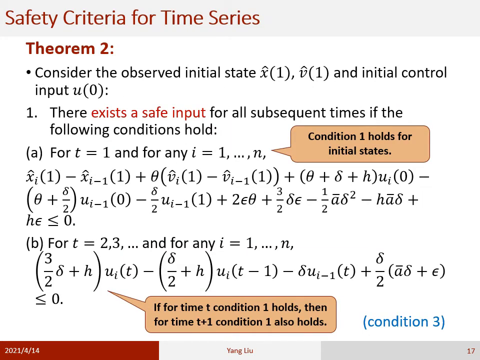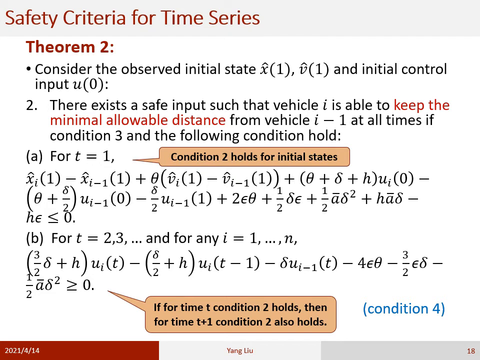Next, we come to the safety criteria for time series. Consider the observed initial state and initial control input. There exist inputs for all subsequent times if the following conditions hold. Part A means that condition 1 holds for the initial states, and part B means that if condition 1 holds at time t, then condition 1 also holds at time t+1. That is, from time t, if vehicle i-1 takes the maximum deceleration and vehicle i takes the maximum acceleration, then at time t+1 they can also keep a safe distance from each other.